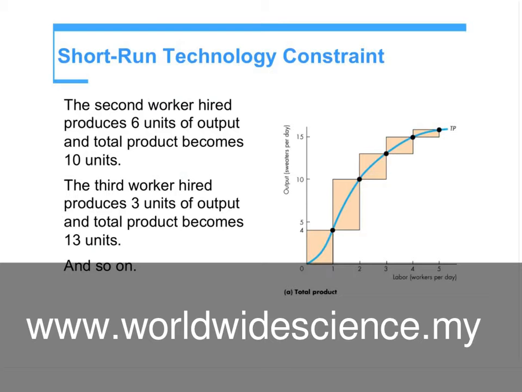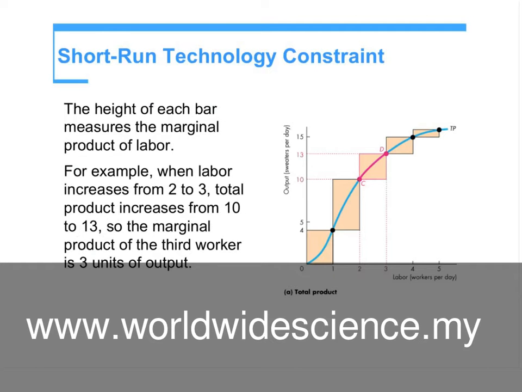As you can see, this is our marginal product output, and it's also shown on the total product output. Okay, the height of each bar measures the marginal product of labor. So, for example, when labor increases from 2 to 3, the total product increases from 10 to 13, so the marginal product is 3 units of output. So the difference of output is actually what we're looking for.